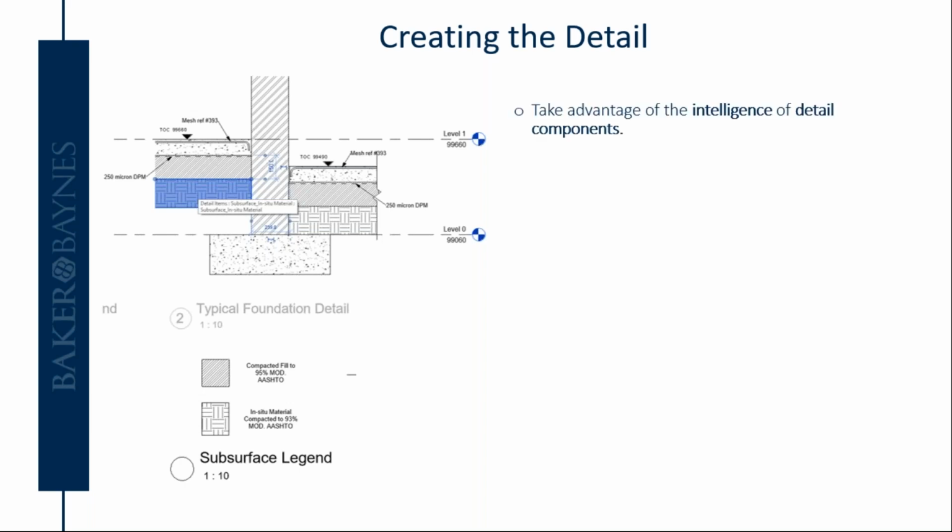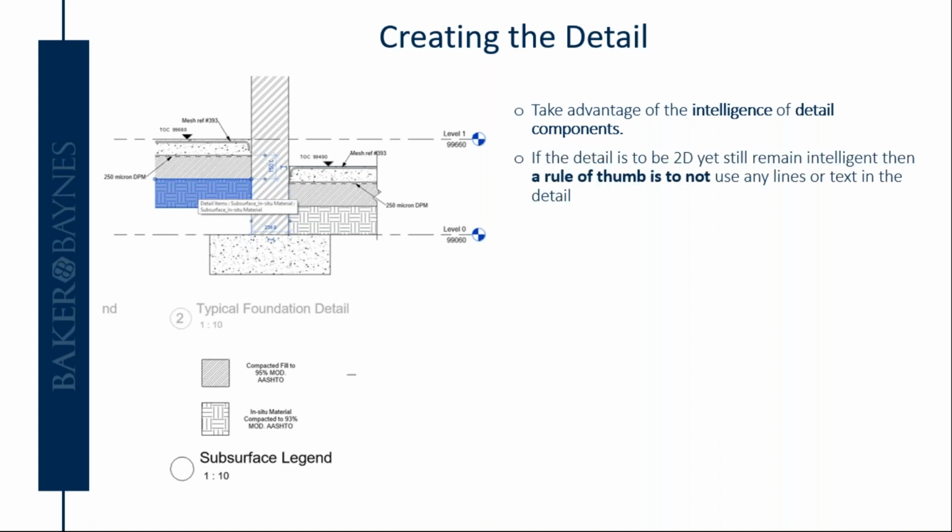And that is really just to take advantage of the intelligence of it so that you don't use any text or 2D lines that have no information. So not once did I use a line or any manual text. So this is if you want it to be 2D, you don't want it to be in your 3D model, it's 2D, but it's still intelligent. The rule of thumb, don't use any lines, don't use text.